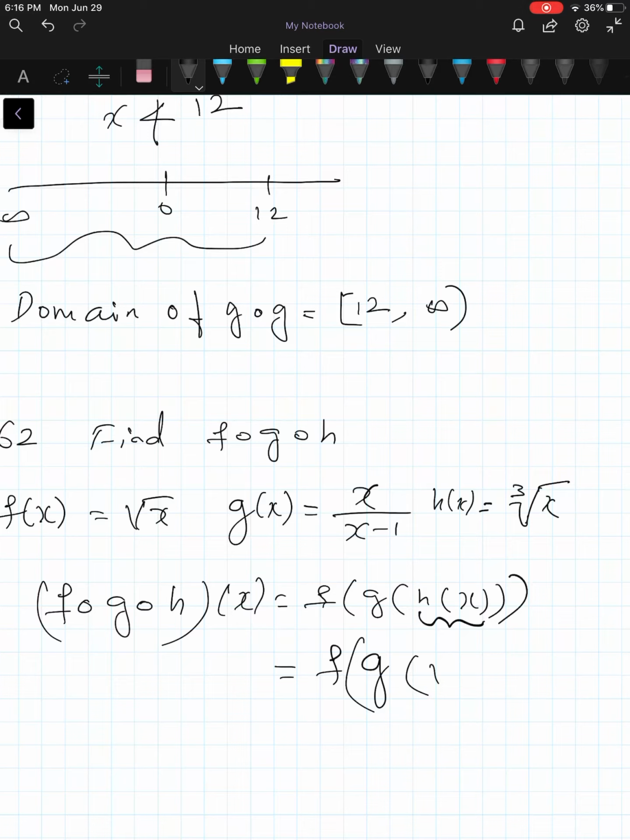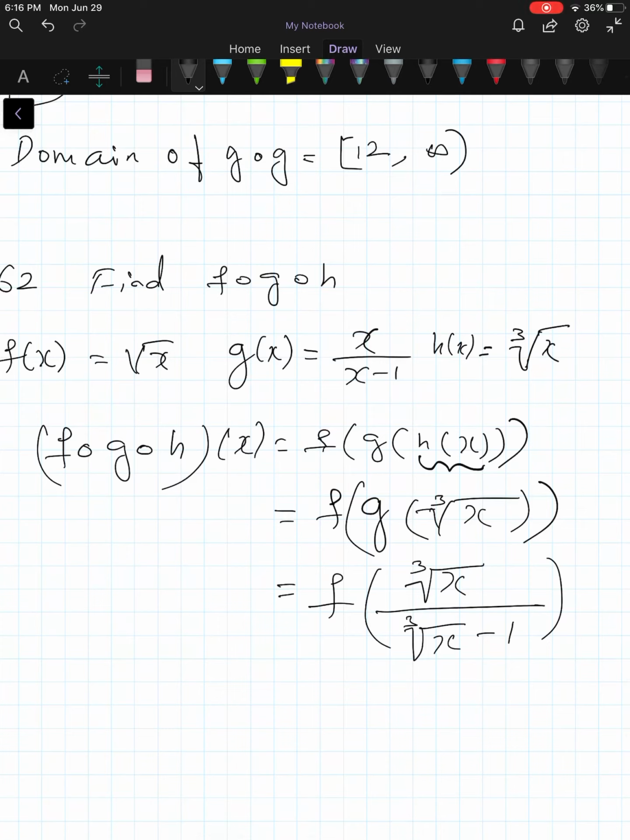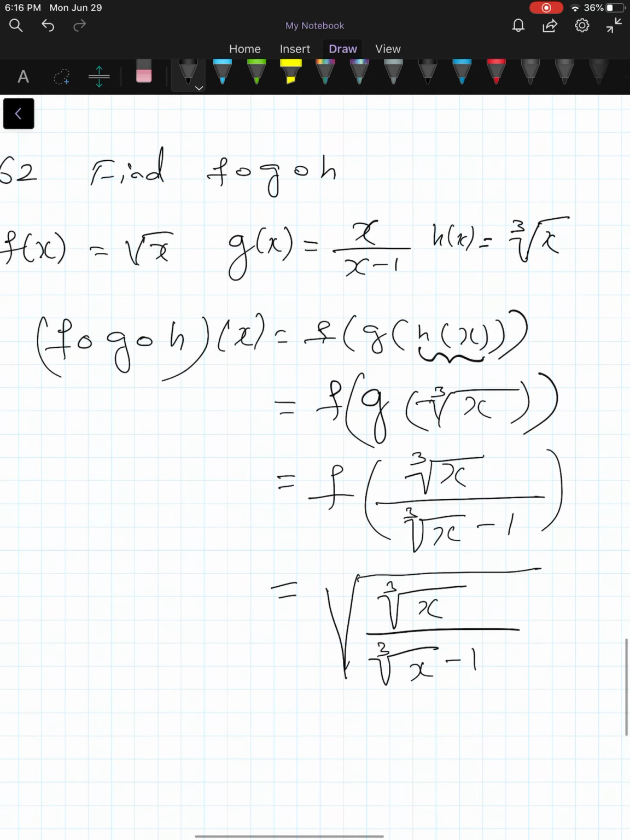So apply f of g of cube root of x, which is nothing but our h of x. So now apply g on cube root of x. That will give us f of cube root of x divided by cube root of x minus 1. Now applying f, that is square root of the whole thing, that is square root of cube root of x divided by cube root of x minus 1.